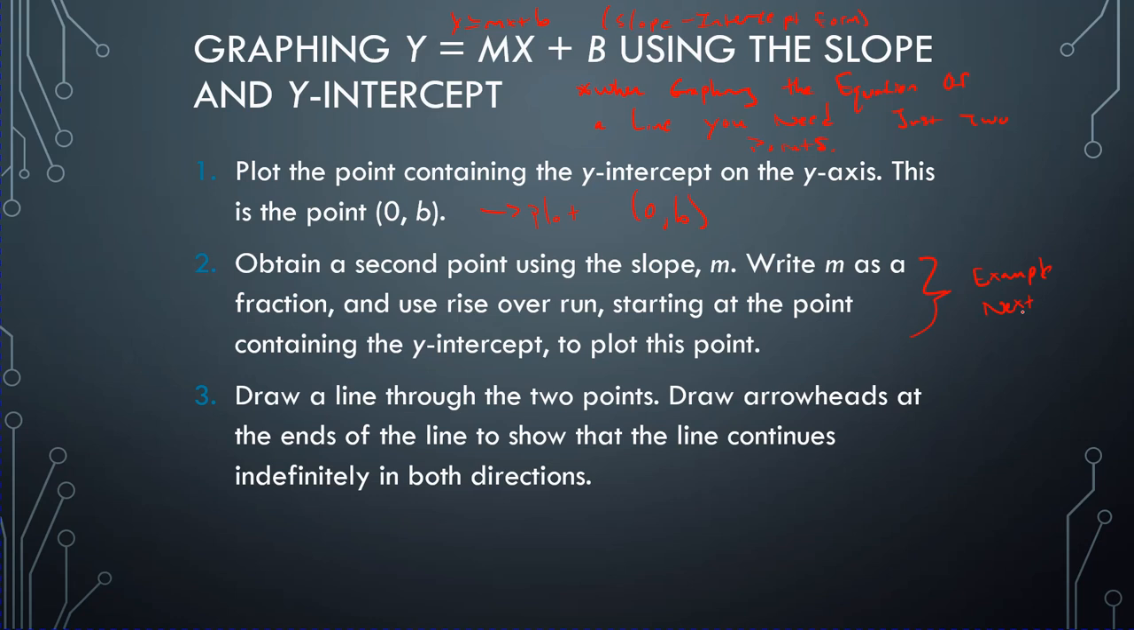The next thing you're going to do is draw a line through the 2 points, and draw arrowheads at the ends of the line to show the line continues indefinitely in both directions. So this seems confusing, how you use the slope to find a second point initially, but I promise you it's actually very, very straightforward. It's a pretty easy concept.